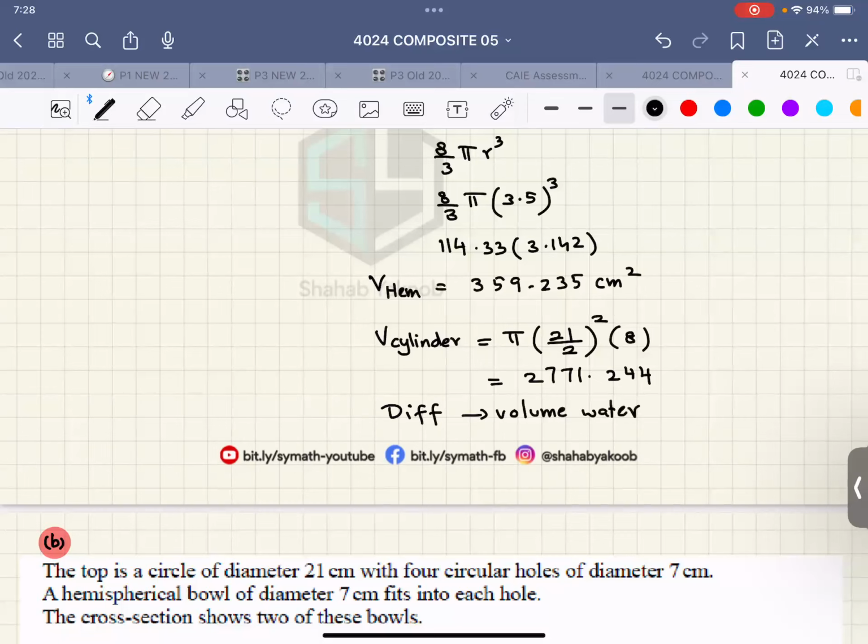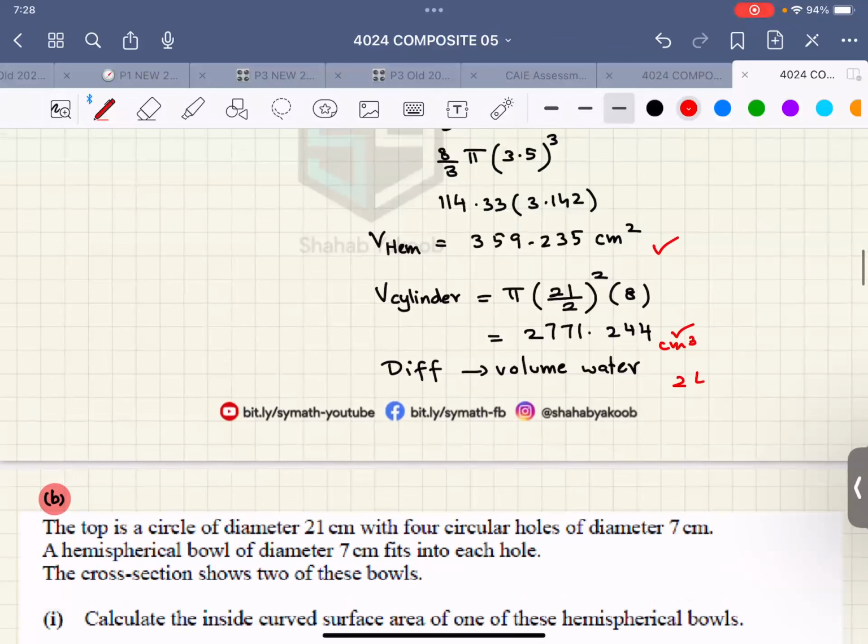So the difference is the volume of water in the container. So that is the difference between this and this. This is also in centimeter cube. So 2771.244 minus 359.235. This comes out to be 2412.009. Therefore, let me write this as 2410 centimeter cube.